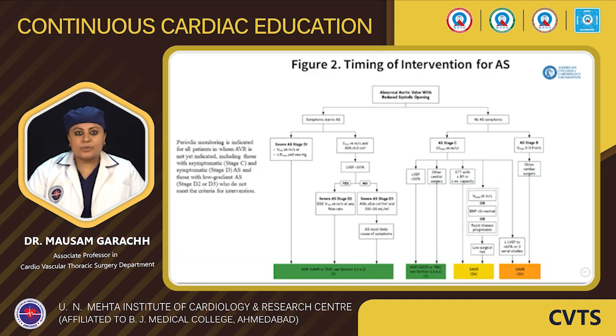Now here is a flowchart which is showing the timing of intervention for aortic stenosis. Now there is an abnormal aortic valve with a reduced systolic opening. Now whether the patient is symptomatic or asymptomatic. Now the symptoms are due to the aortic stenosis. Then we have to classify whether it is severe.